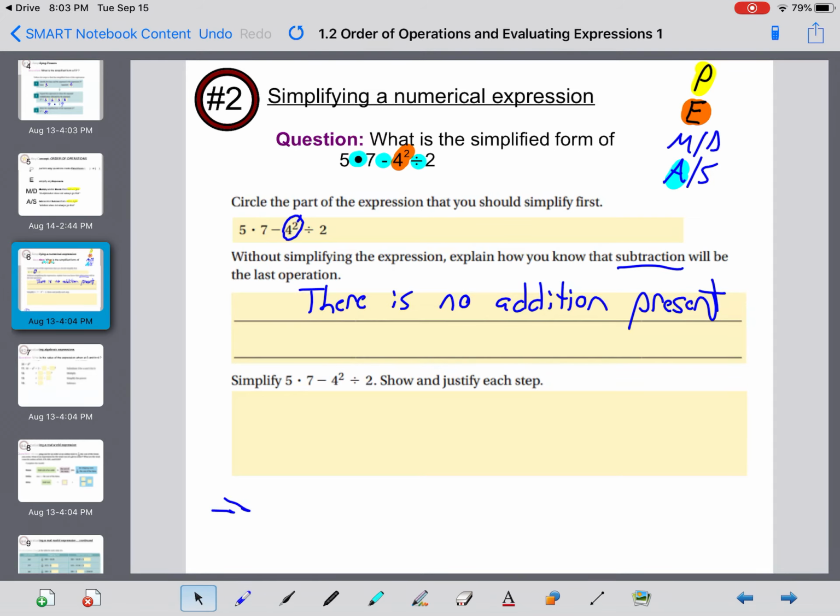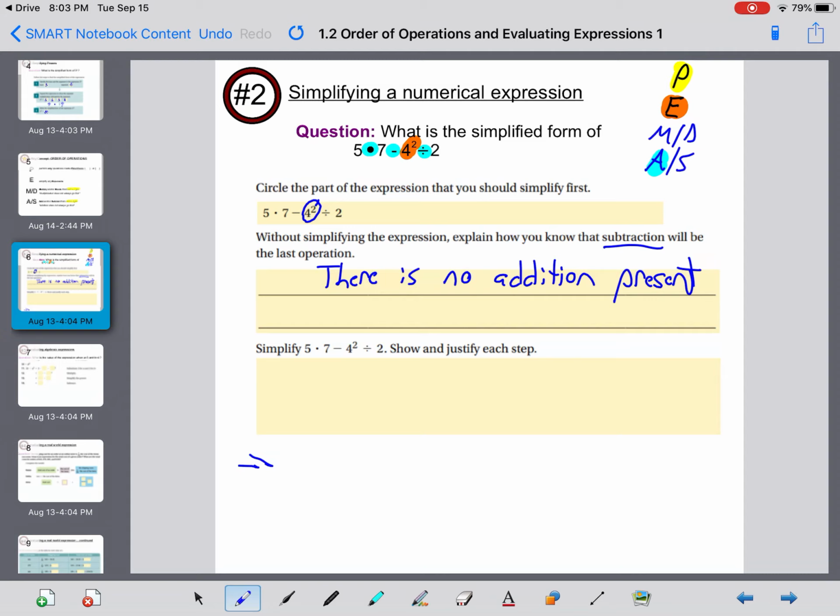Now all they want you to do is simplify. So I'm going to write the original. 5 times 7 minus 4 squared divided by 2. Okay, so like we said, what is the simplified form? We're going to start with that exponent. I'm going to bring down everything else. 5 times 7 minus 4 squared is really 4 times 4, which is 16, divided by 2.